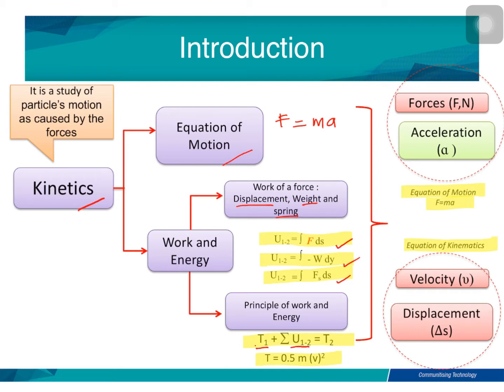So what is the formula for the energy? Energy is equal to half mv squared, where v is the velocity and m is the mass. You must remember that this principle of work and energy can only determine force, velocity and displacement. So this is the summary of the lecture.